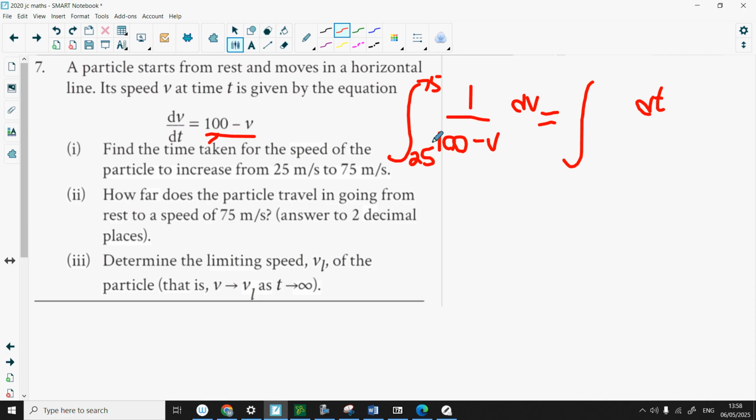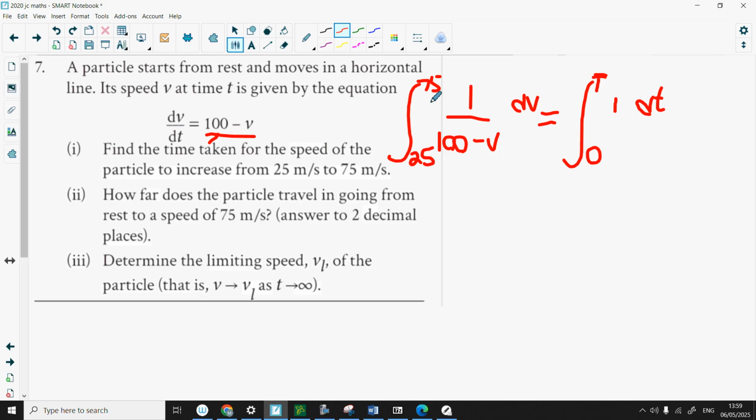Okay. And that's just the integral of 1 from 0 to t. Start the clock at 0, so 0 corresponds to when it's already moving at 25. You're only after the difference from 25 to 75, even though it starts at rest.